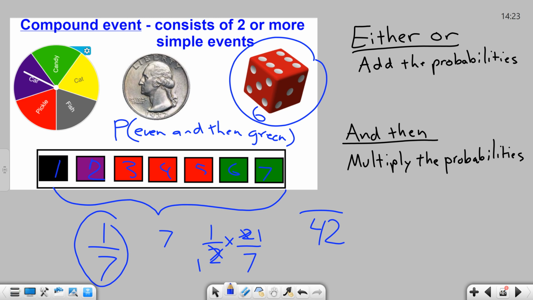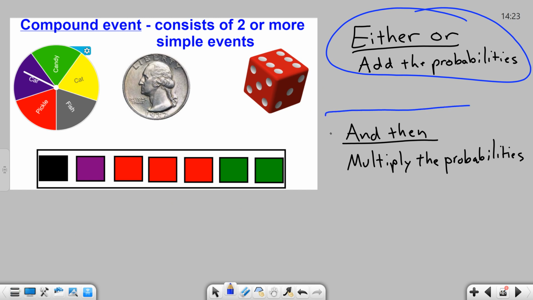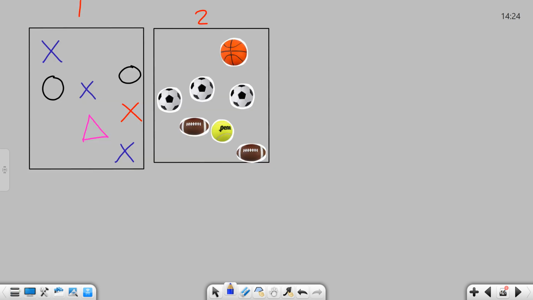Unlikely. Okay? So to review, this either or is really not a compound thing because you're just doing one event, but you add the probabilities. But this is the compound part. We multiply the probability of the first times the probability of the second. So let's go try a couple.